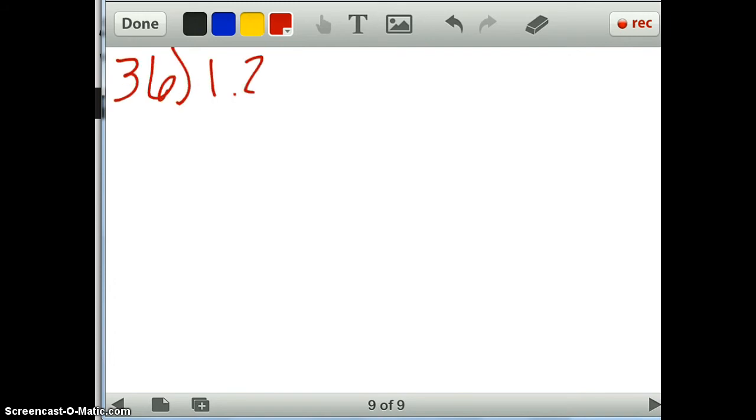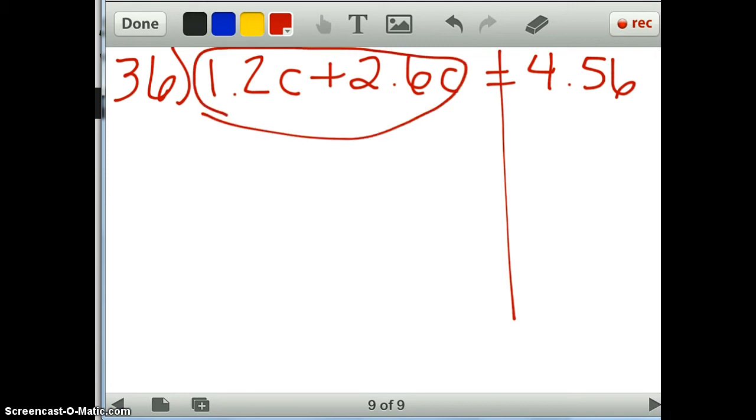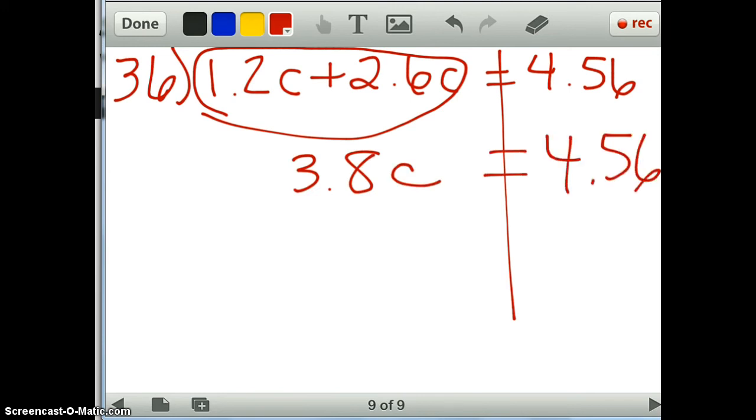It says 1.2c plus 2.6c equals 4.56. Uh-oh, everything has a c on the left side. What am I going to do? Just squash them together, combine the like terms. 1.2c plus 2.6c makes 3.8 c's equals 4.56. Now what do you do? Well, if this is times, how do you undo times? Yeah, divide by 3.8.